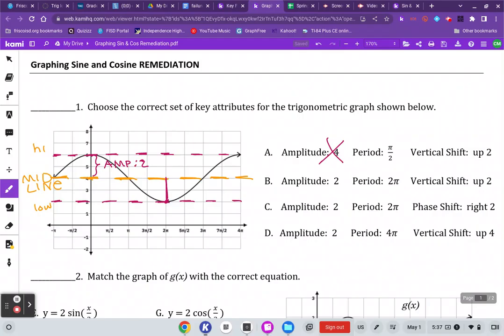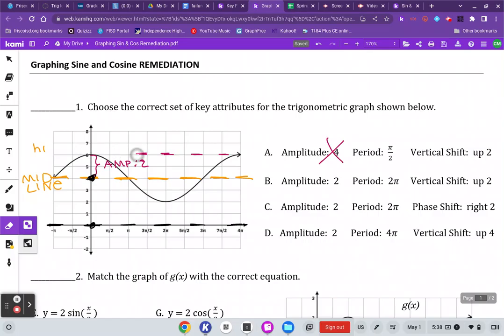Now, this particular graph looks like it could be a cosine graph, and the midline is going to tell us how many units it has shifted up. Obviously, this has shifted up, and the midline for my parent graph is at the origin. So when my parent graph starts out, my midline is here. Remember how we marked that on the notes? And so since I started here and now my midline is up here, I can count to see how many units I have shifted up.